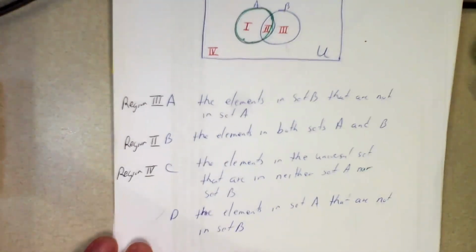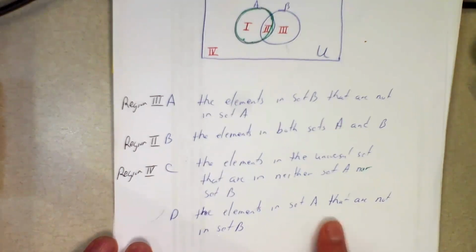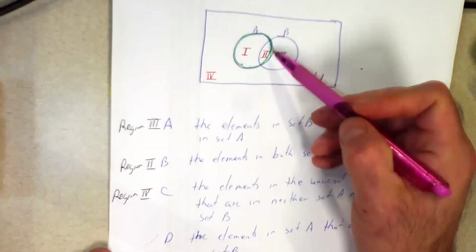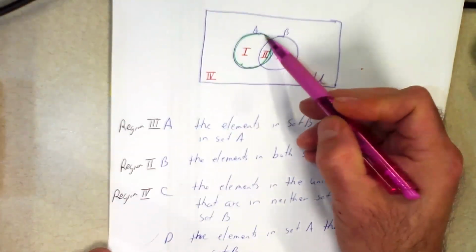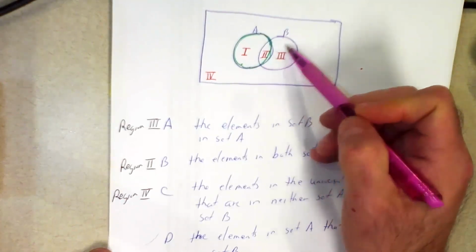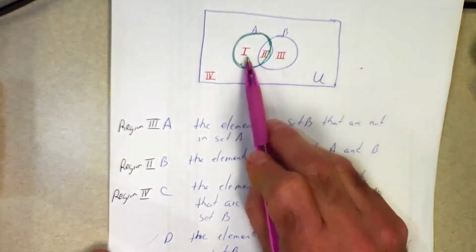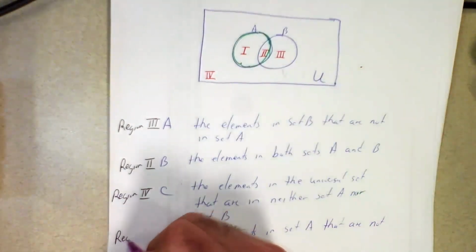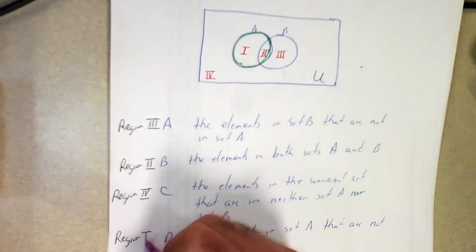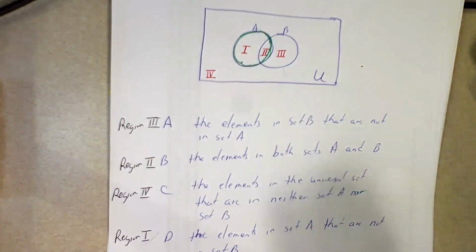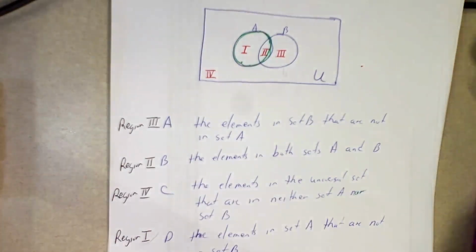And then D, the elements that are in set A, but that are not in set B. So look at A. A is the green circle, right? And A contains regions 1 and 2, but I don't want it to overlap with B. So that leaves me with the 1. So region 1 is D.